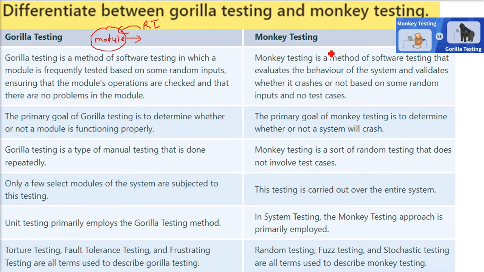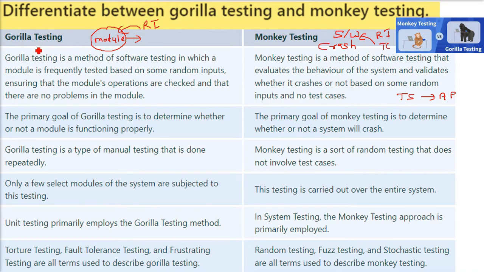Monkey testing is also a method of software testing, where we want to evaluate the behavior of the system. Here also we are giving random inputs, but we are checking whether the system or software crashes or not. Because of the random inputs, there are no test cases we make in monkey testing; we are just checking whether it crashes or not. So this is done on the whole system software. Gorilla is done for a module. In monkey testing, we can make a test script and automate the process, because it is all about giving random inputs.